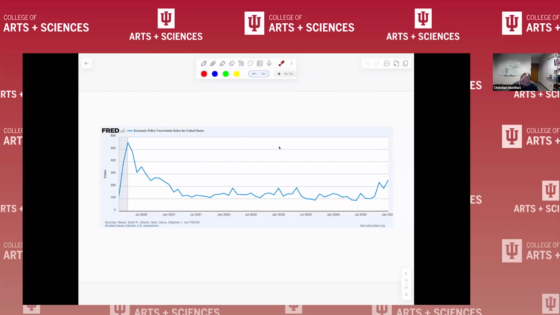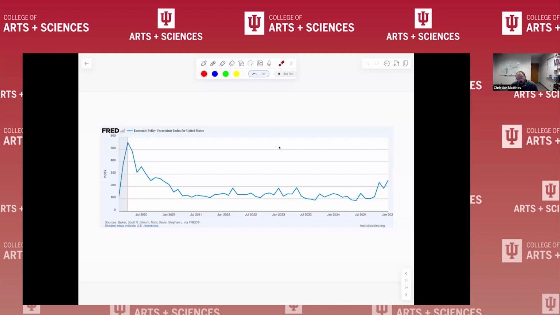We see here, this starts right after COVID or during COVID. Obviously, during COVID, there was a lot of uncertainty. Policymakers were struggling to come up with reasonable measures to help the economy. After COVID, economic policy uncertainty went back down. Now, since the election, it's on an uptick again.